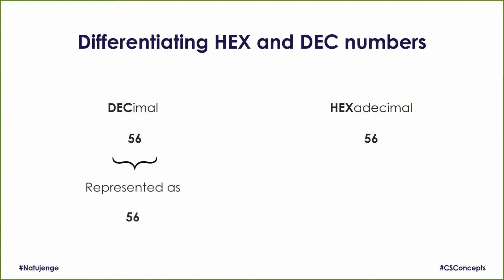So how do you differentiate the two? Basically, we assume that when you see 56, it's a decimal number. If you want to differentiate a hexadecimal number from a decimal number, you add 0x and then put your number. Anytime you see 0x56, it means it's a hexadecimal number. Anytime you see 56 without the 0x prefix, it's a decimal number.